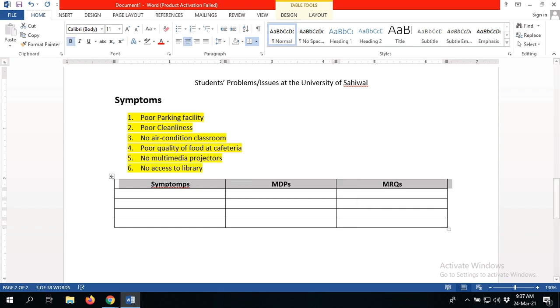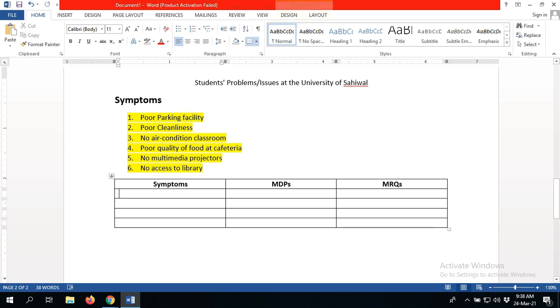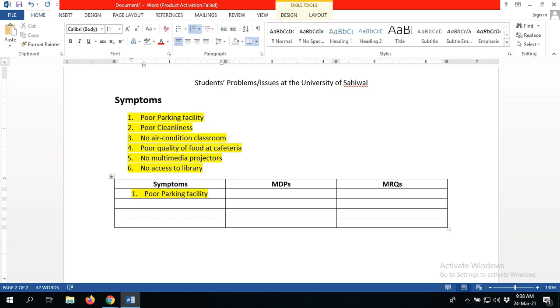So you can create a table. Okay, so these are the symptoms. I'm writing the first symptom, poor parking facility. That's the first symptom that we noted.